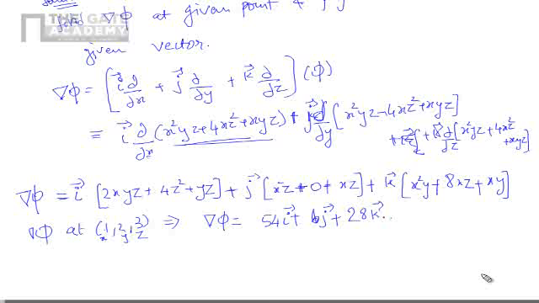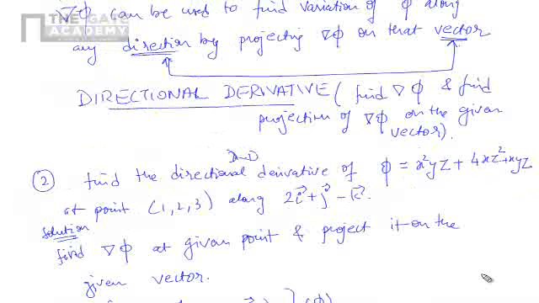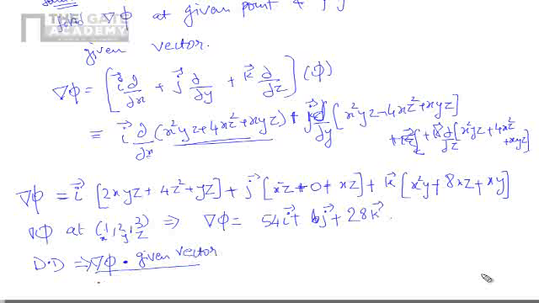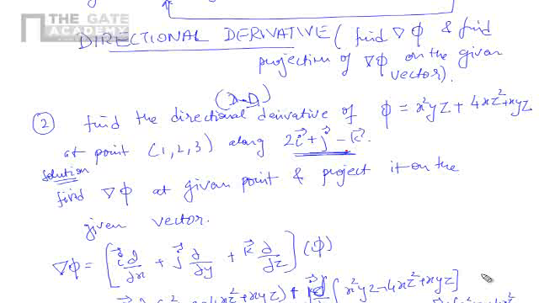Now we have to find the directional derivative. Directional derivative, in short I will write it as dd. So dd is nothing but what? Del phi dot given vector divided by modulus of given vector. That is what it is. So along which direction we are asked? 2i plus j minus k. This is the direction we are asked. So we are going to project on that.